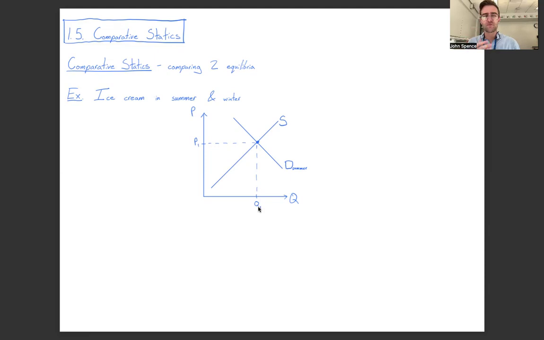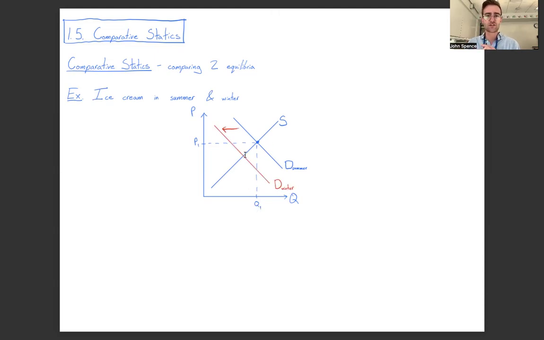In particular, as you can imagine, people's preferences shift away from ice cream in the winter. In the summer, when it's hot out, it's awesome to have a frozen dessert. People like that a lot. In the winter, people are less inclined to eat a freezing cold dessert. So demand is going to shift to the left in response to a change in people's preferences.